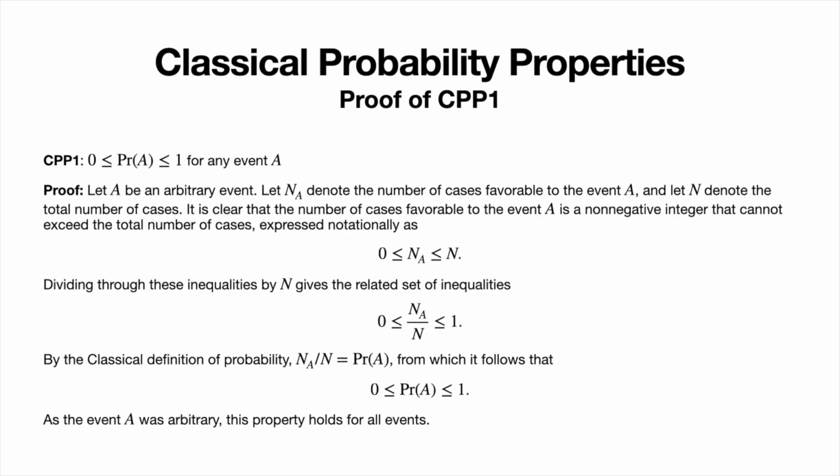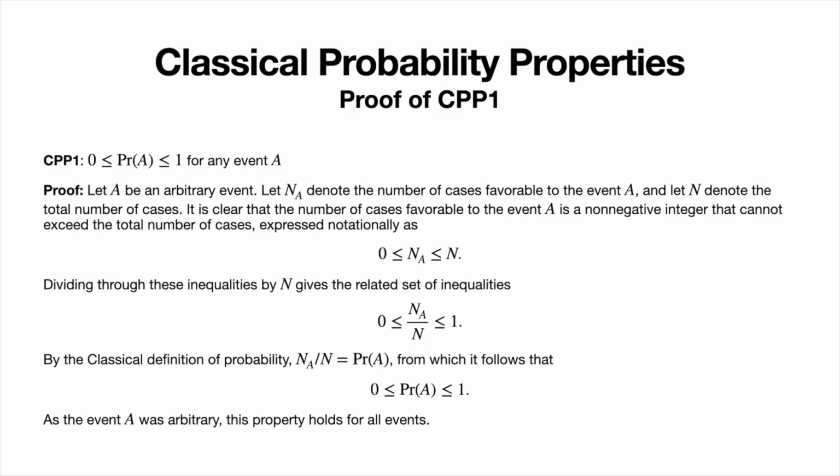Now, it's clear that the number of cases favorable to the event is an integer, and in particular, it's a non-negative integer. It certainly can't be less than 0 because we're counting things. And it's also clear that this number cannot exceed the total number of cases. We express this in the following way. Cap n sub A is greater than or equal to 0, and it's less than or equal to cap n.